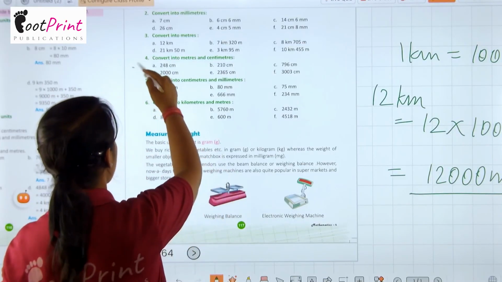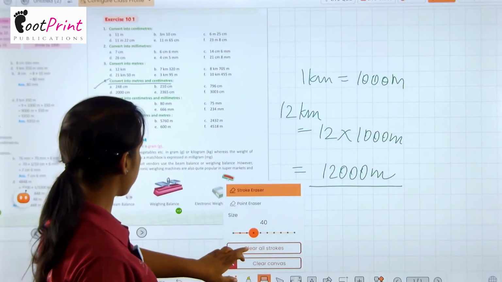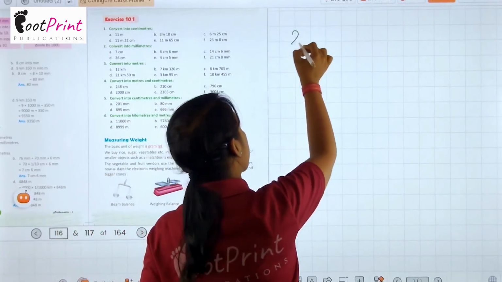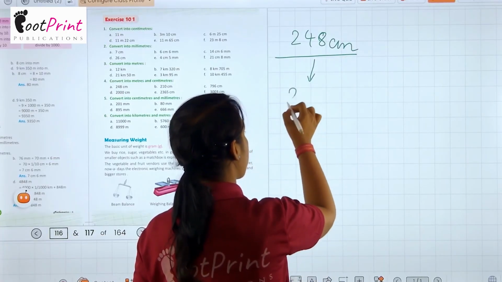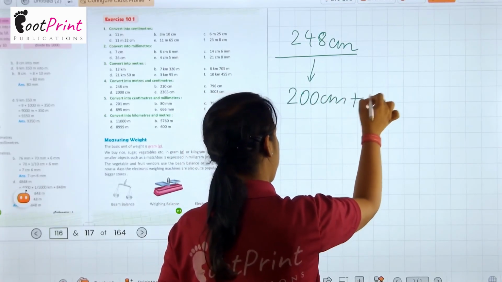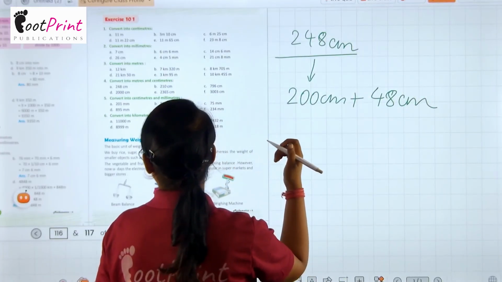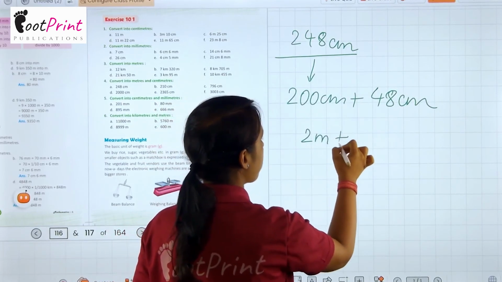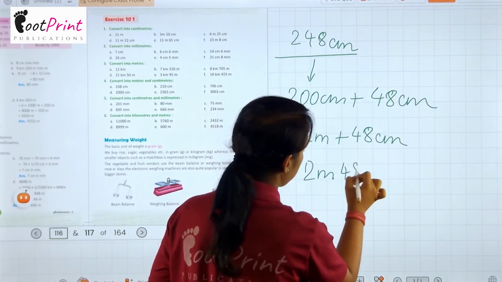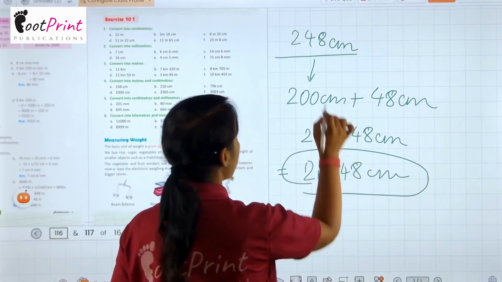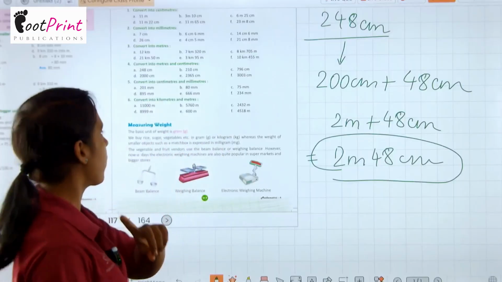Now we have question number 4. कन्वर्ट इंटू मीटर्स एंड सेंटीमीटर. अब क्या करना है? हमें मीटर एंड सेंटीमीटर्स में कन्वर्ट करना है. किसे? 248 सेंटीमीटर को मीटर एंड सेंटीमीटर में. सो वी नो दैट इट इज इक्वल्स टू 200 सेंटीमीटर प्लस 48 सेंटीमीटर. सो 200 सेंटीमीटर इक्वल्स टू 2 meter plus 48 centimeter. So we can write here 2 meter 48 centimeter is equals to 248 centimeter. Okay. Rest of the parts you will try to do yourself.